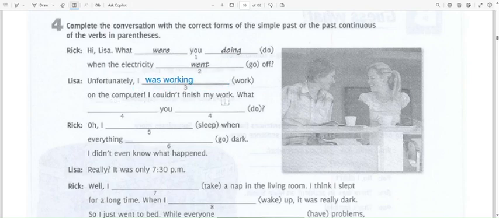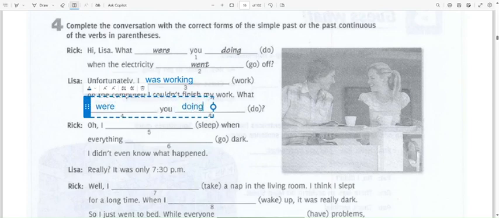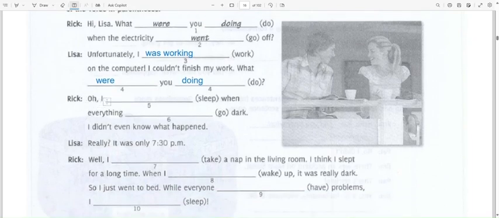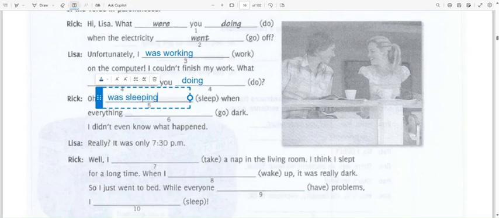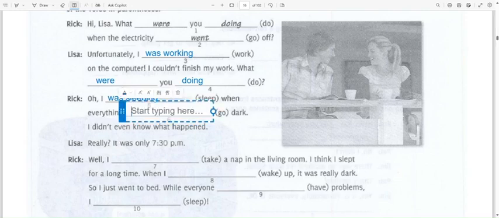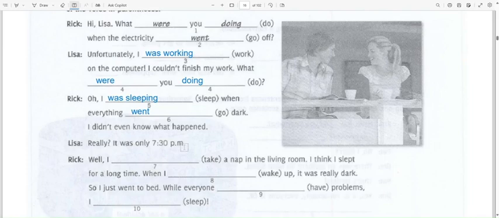I couldn't finish my work. What were you doing? Then definitely you ask the other person also as to what that person was doing. What were you doing? Yes, it has to be I was sleeping when everything went dark. I didn't even know what happened. Really, it was only 7:30 p.m.